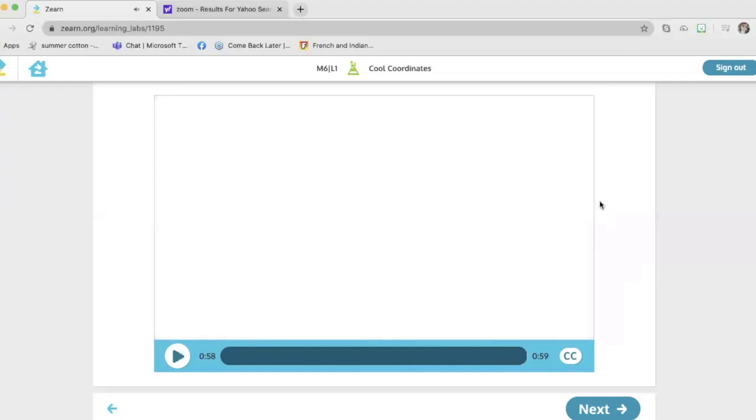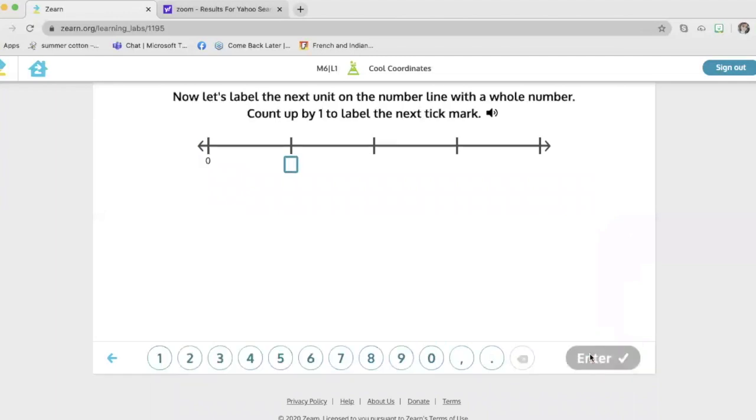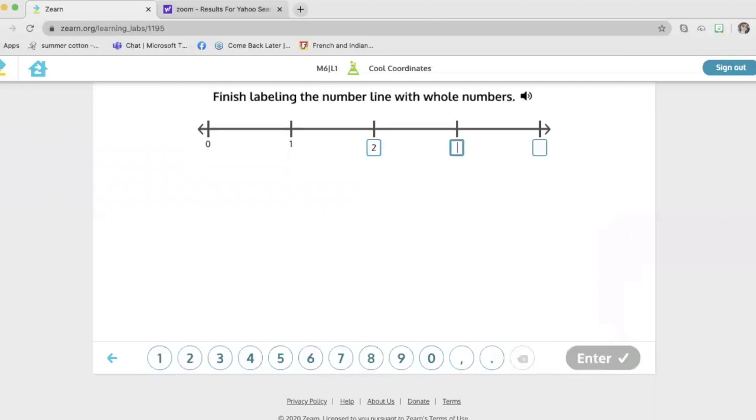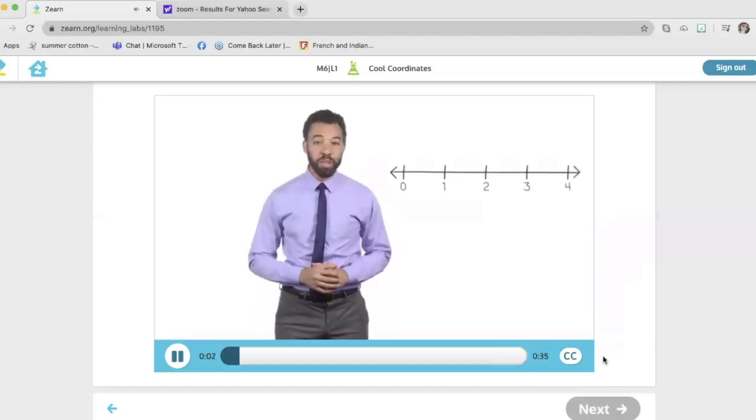If you remember in the coordinate plane, I told you the point that was at the very center of the coordinate plane was 0, 0. So that means that you always want to start with 0. And then it just continues. 1, 2, 3, and 4. Now we have a labeled number line.